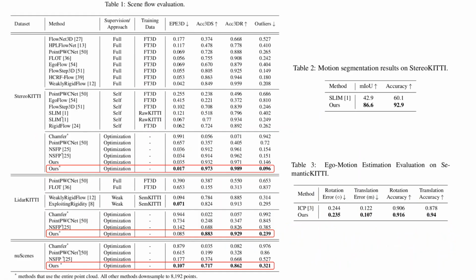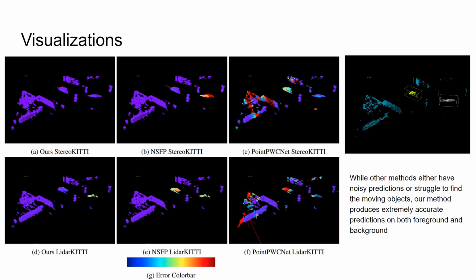We evaluate our method on the KITTI Scene Flow benchmark in both the stereo and LiDAR domains, as well as the nuScenes dataset. Our method achieves state-of-the-art endpoint error on nearly all datasets. Additionally, because our parameterization includes motion segmentation masks and ego motion, we also evaluate these predictions on stereo KITTI and semantic KITTI, where we achieve compelling results.